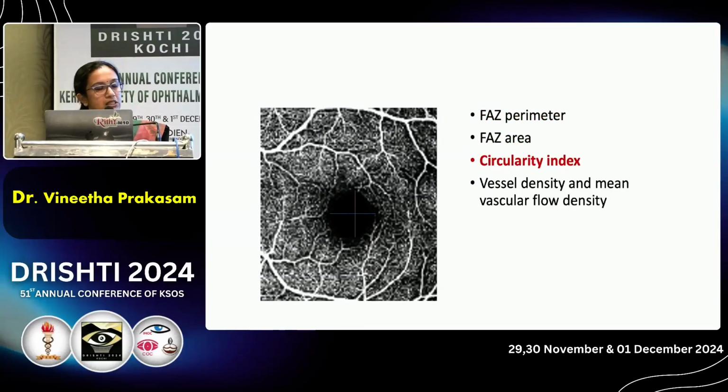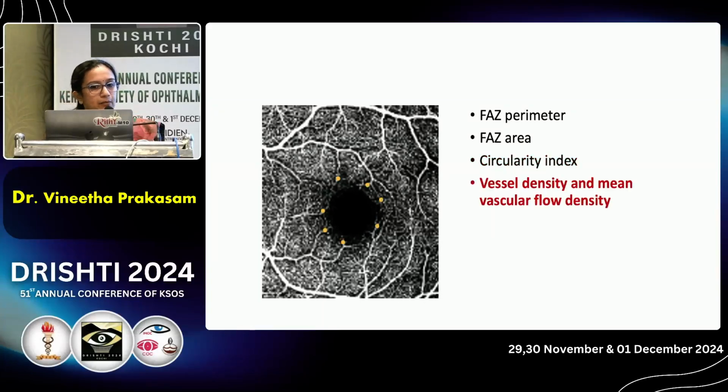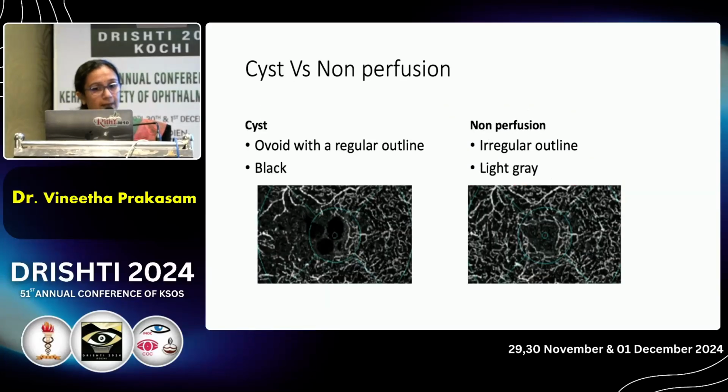Then there is something called the circularity index, which is derived from the longest horizontal and the vertical diameters at the FAZ. It actually gives you an indication of how circular the fovea is. Several studies have shown that even with normal foveal avascular zone area, loss of circularity or irregularity of the FAZ is a sign of impending ischemia. Then other vessel parameters like vessel density and mean vascular flow density, that is based on the perifoveal vessels in the foveal area.